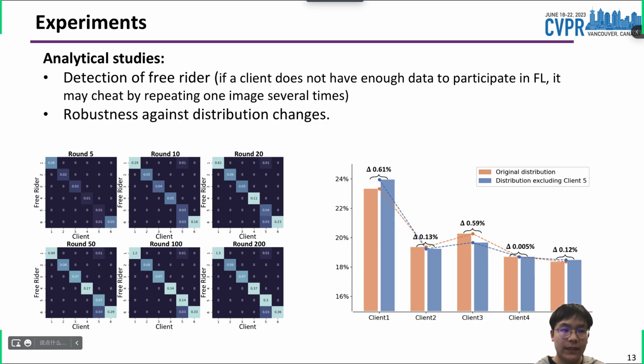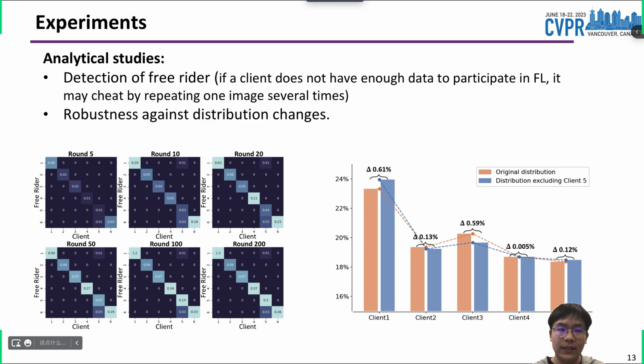Next, we conduct some analytical studies. The first one is the free rider detection. If a client does not have enough data, it can cheat by repeating one image several times. However, the contribution should not be determined by the number of samples. So by utilizing our method, we can easily identify the free rider as the training goes on.